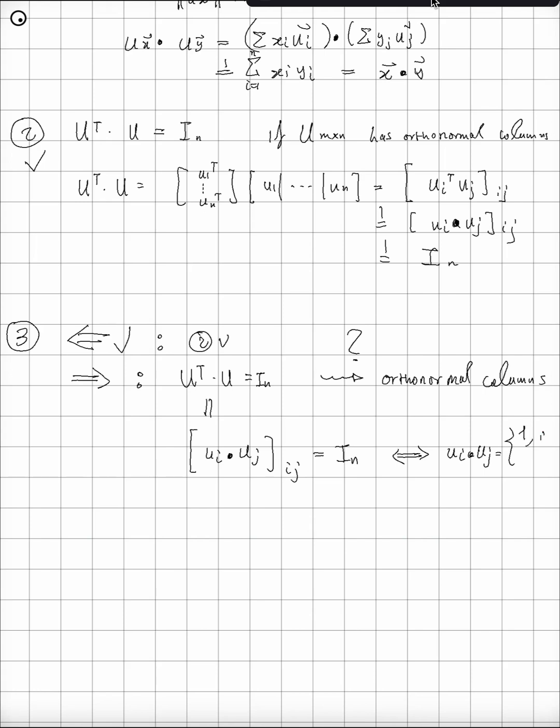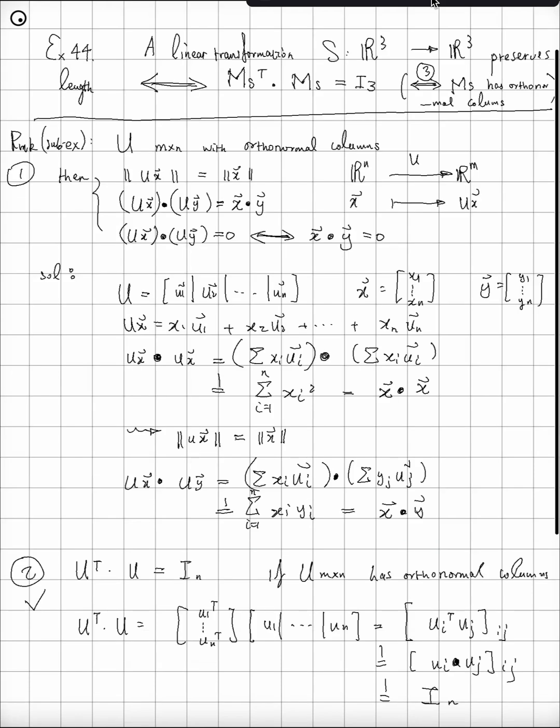And 1 if i equals j, 0 elsewhere, and so this is also normal. So basically what we're familiar with is already telling us that orthonormal columns is equivalent to this matrix characterization. What we want to show is that this is further equivalent to the linear transformation preserving length.